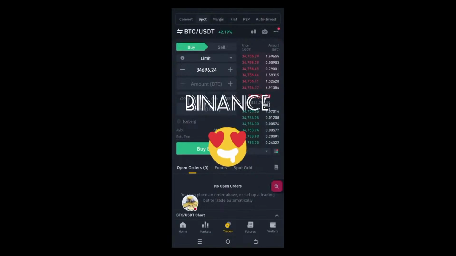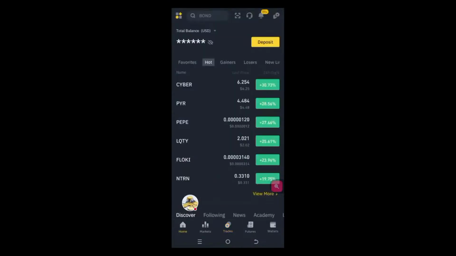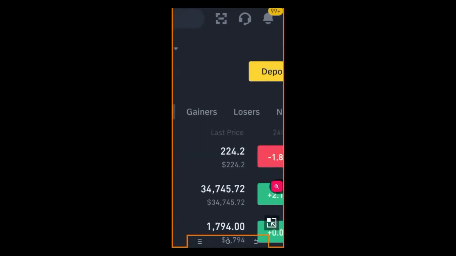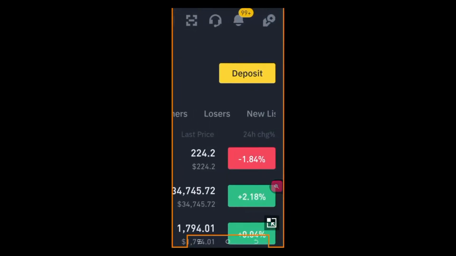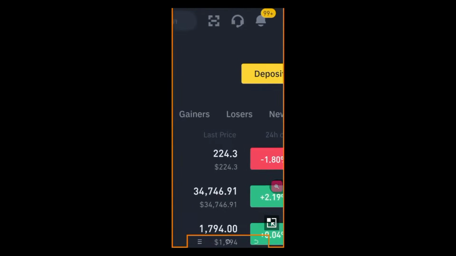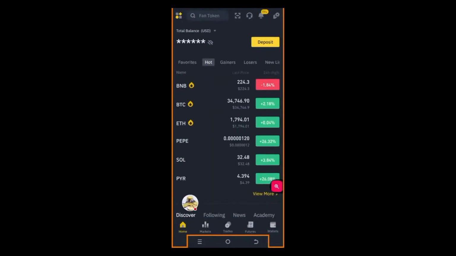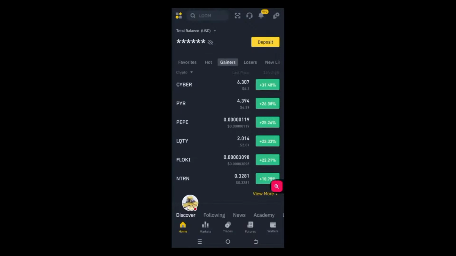Let's go ahead. For spot trading, I love to use gainers. You can use any of these: gainers, losers, or new listings. Let me just enlarge this. But my all-time best is gainers.